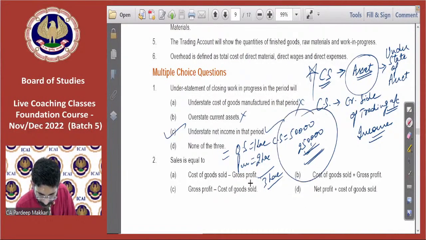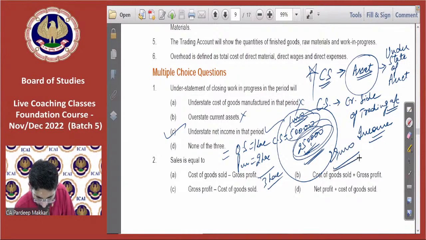Okay. Now, if it has been taken at lower side, if instead of 50,000 we have taken 10,000 only, then obviously it will increase. It will increase to 2 lakh 90,000. So that means this will not understate, this will overstate our cost of material consumed. Okay. Ziba, true and false, question number 1 and 6 also. Okay.